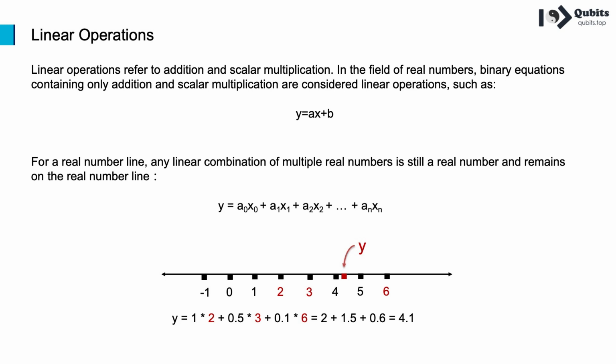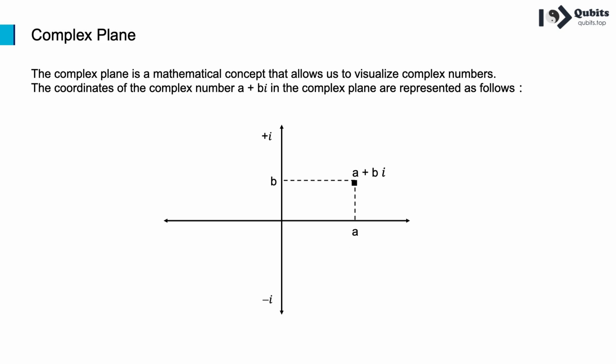Linear operations on vectors include vector addition and scalar multiplication. For the imaginary number, we cannot obtain it through linear operations on the real number axis, meaning it is linearly independent from real numbers. Linearly independent means that the imaginary number lies on a number axis perpendicular to the real number axis. The complex plane is a mathematical concept that allows us to visualize complex numbers.